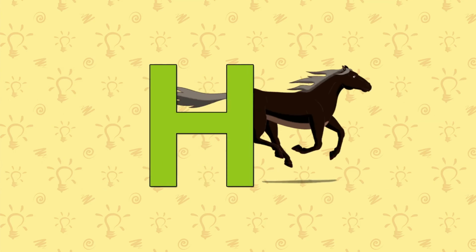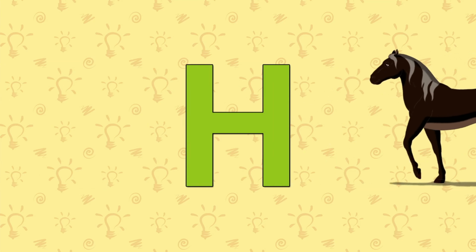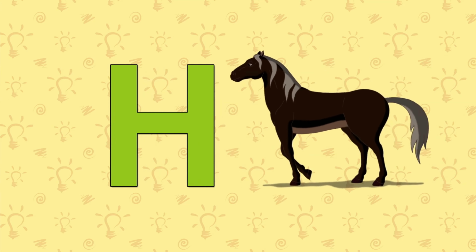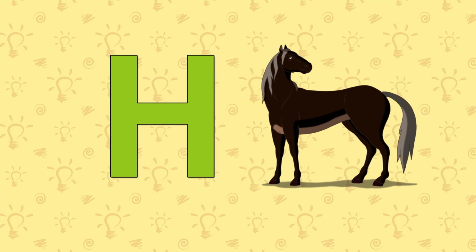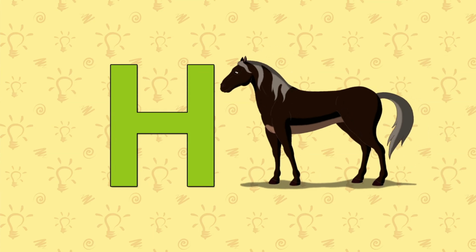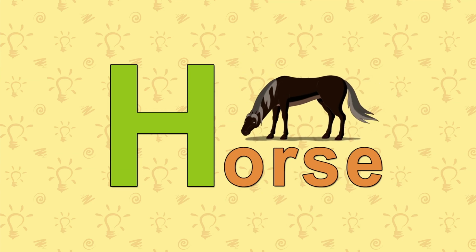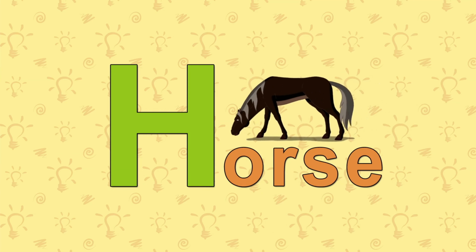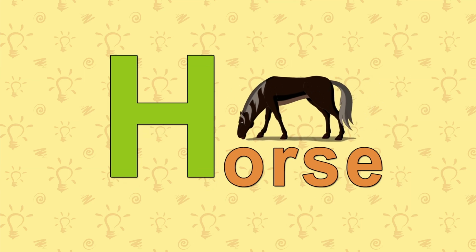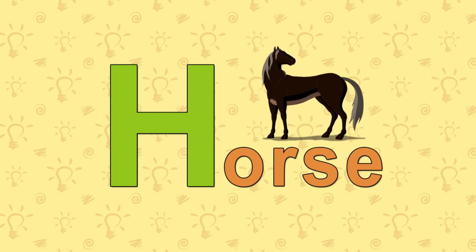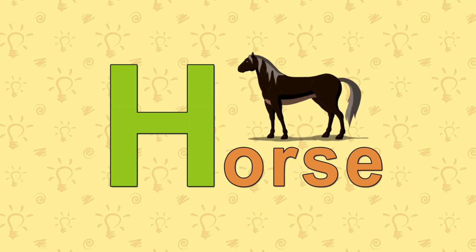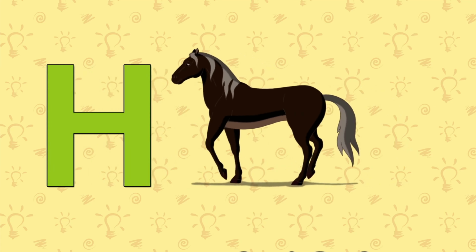Children, this is alphabet H. H for horse. Say after me. H for horse. Let's repeat. Once again. H for horse. Very good.